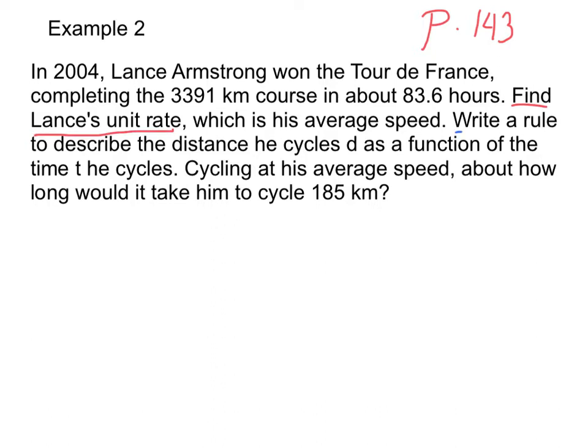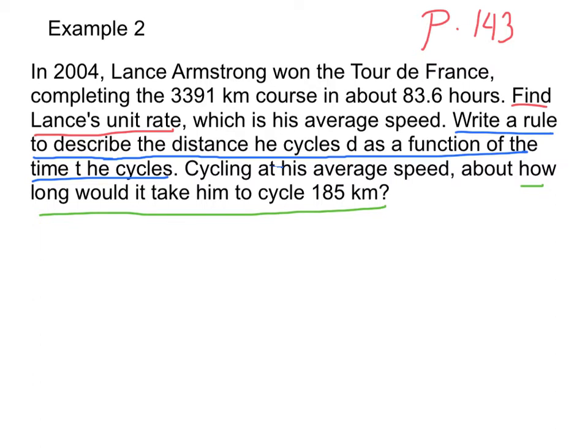The second thing, write a rule to describe the distance he cycles, D as a function of the time t he cycles. And lastly, cycling at his average speed, how long would it take him to cycle 185 kilometers? So if we're looking at this, we have to start with the first one. Find the unit rate, his average speed.